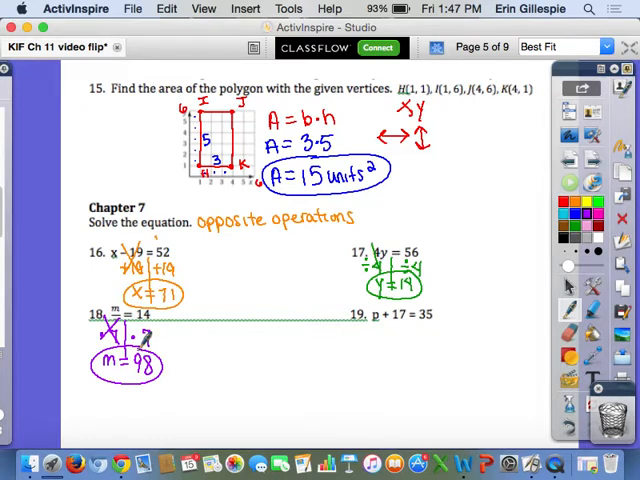And then 19, p plus 17 equals 35. So I want to use opposite operations again. The opposite of adding is to subtract, so subtract 17 from both sides. Those cancel out to give me p. Here I'll need to subtract. And that gives me that p equals 18.